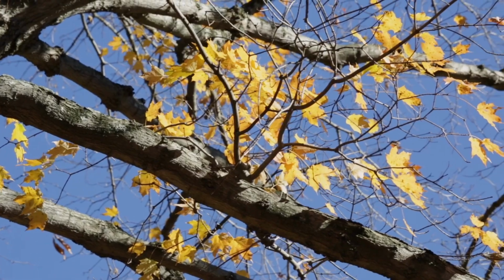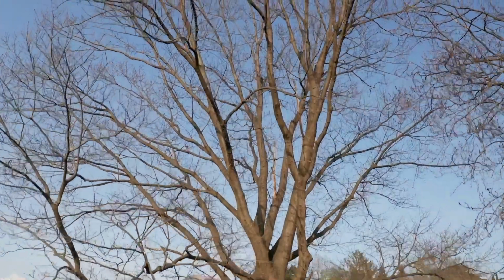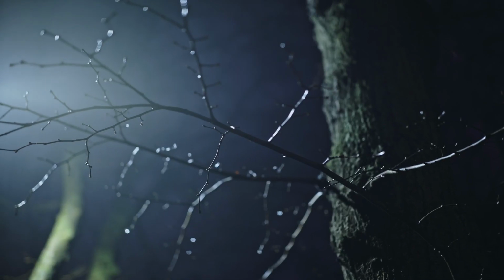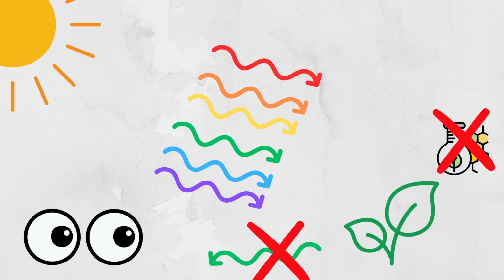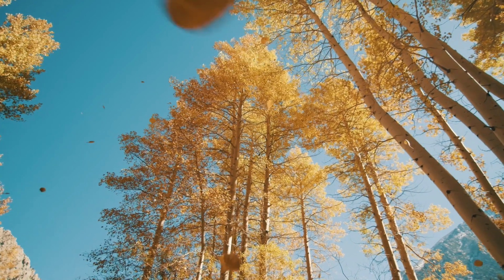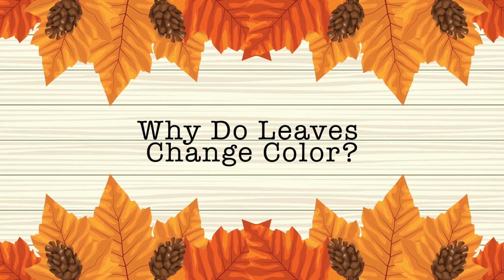If the trees won't be photosynthesizing, then they don't need their leaves or chlorophyll. So, as the days get shorter and colder, trees begin to produce less and less chlorophyll. Less chlorophyll means that the leaves won't be reflecting as much green light, so leaves don't look green anymore. We've explained why leaves don't look green in the fall. But what makes them brown, orange, red, etc.?